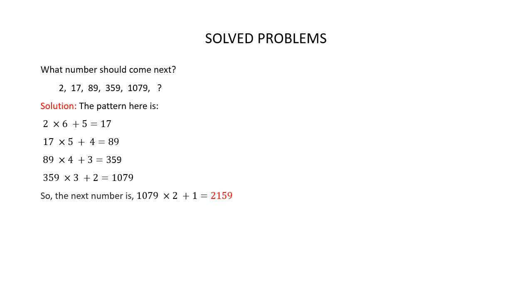When you observe here, you will notice that the numbers are getting reduced by 1: 6, 5, 4, 3. So next will be 2. Similarly, here also the numbers are getting reduced: 5, 4, 3, 2. So next it will be 1. So the next number will be 1079 multiplied by 2 plus 1, which is 2159. So 2159 will come after 1079.